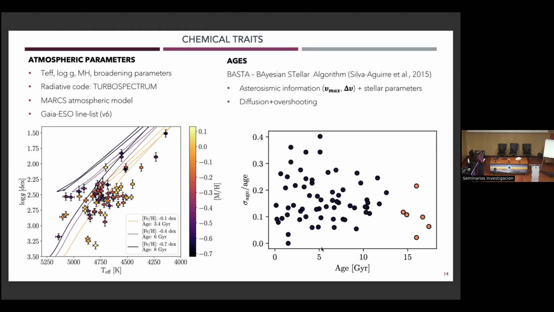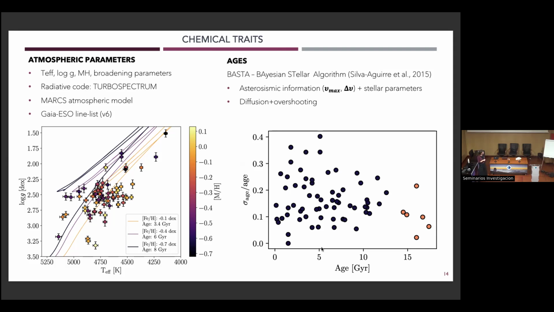And we derive ages using a pipeline called BASTA that basically takes as input spectroscopic information, but also information from asteroseismology, namely the maximum frequency, numax, and the frequency separation. So here you can see the age distribution with the relative error of our ages. And what you see here in pink is part of our sample that unfortunately I had to discard because the star was really too old, an unphysical age.